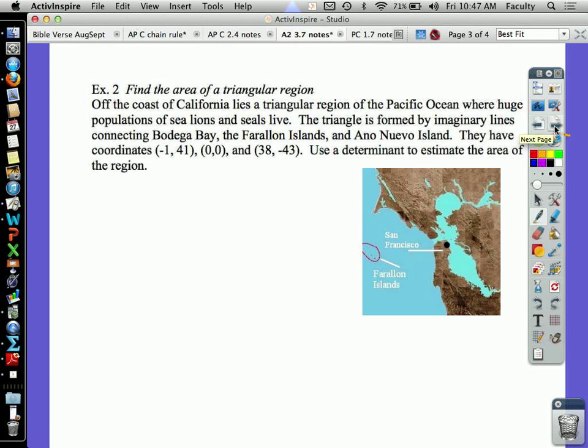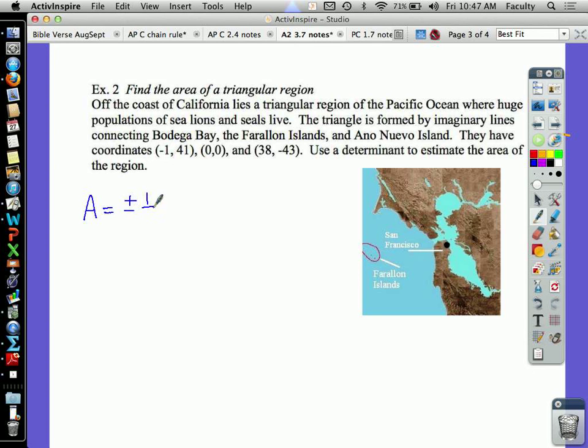It says, off the coast of California lies a triangular region of the Pacific Ocean where huge populations of sea lions and seals live. The triangle is formed by imaginary lines connecting these three places. I'm not going to attempt to pronounce them. They have coordinates -1, 41; 0, 0; and 38, -43. Use a determinant to estimate the area of the region. So watch what we're going to do.